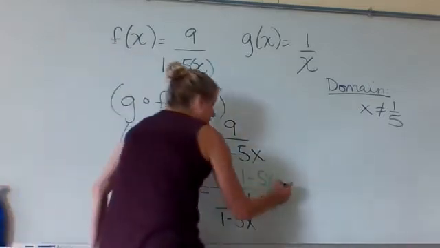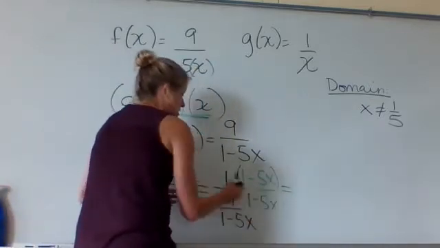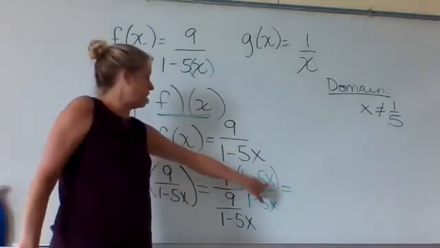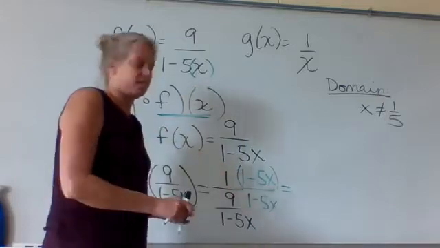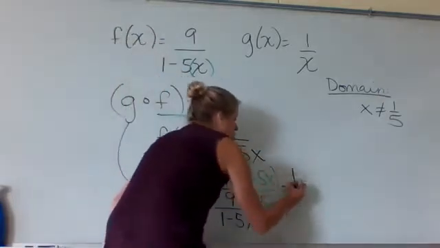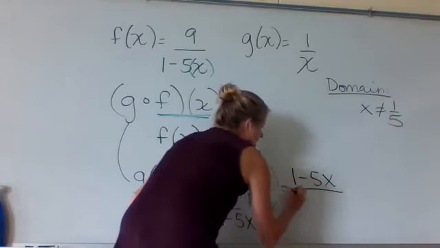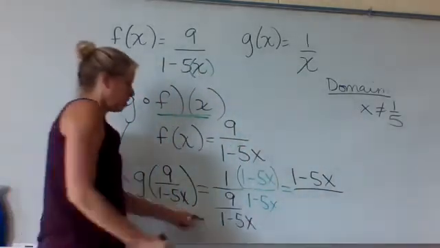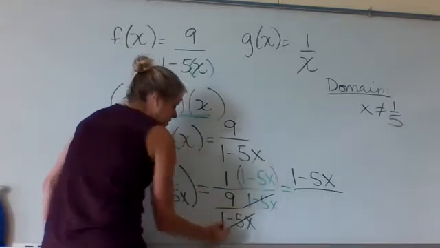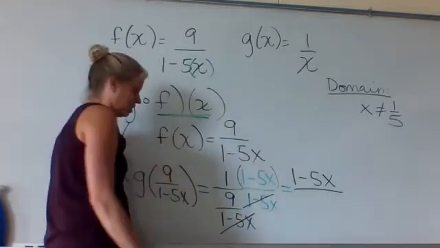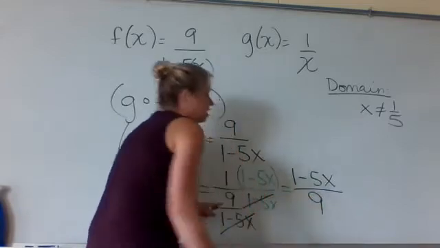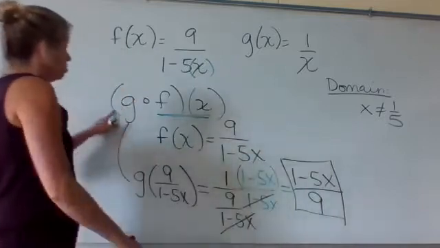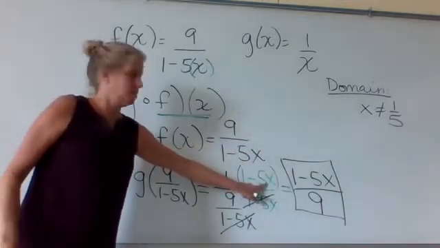So let's see what it gives me up top. This 1 goes to both of those. The good thing about 1 is that when you multiply it times something, it doesn't change anything. So 1 times all of this is still 1 minus 5x. And look what happens very nicely in the bottom. The 1 minus 5x's cancel each other out. All you're left with is 9. So there is the answer to g of f of x.